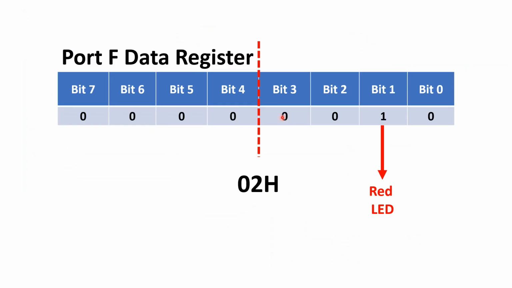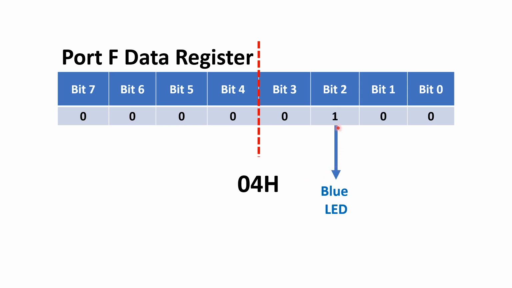So if we look at this diagram here, we know from a few moments ago, I mentioned that the red LED is connected to bit 1 of the port F data register. So if you look at the binary pattern here, that would be 0, 0, 0, 0, 0, 0, 1, 0, and that would be 02 in hex.